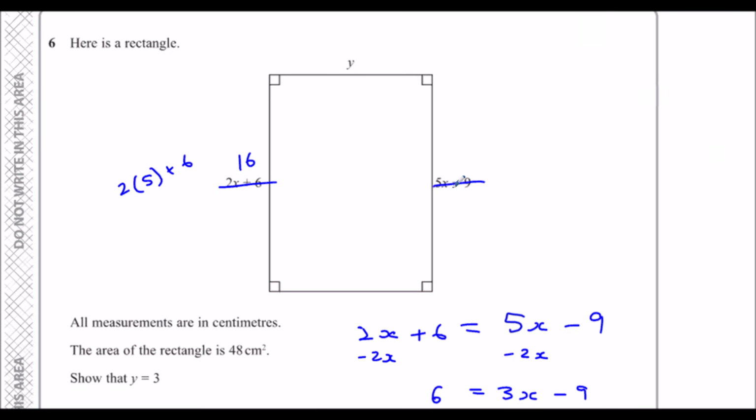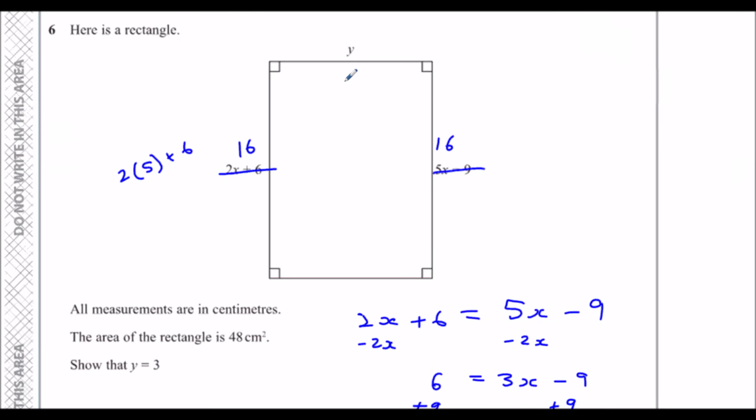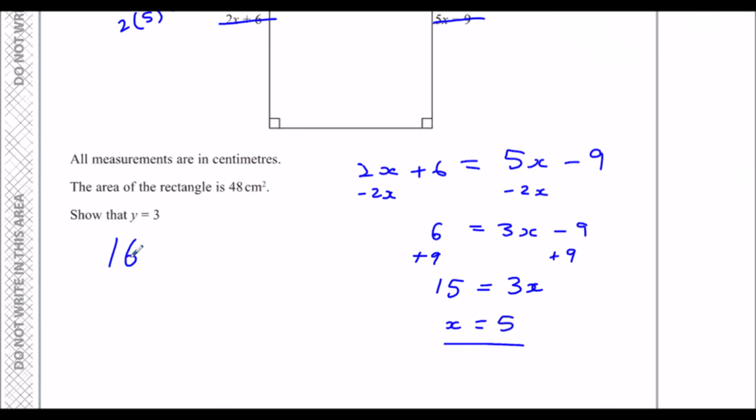And we can do the same on the other side. 5 5s, 25, minus 9, 16. So we know the length is 16. The area is 48, so 16 times y equals 48. 16y equals 48. Divide both sides by 16. Y equals 3. And that's what we had to show.